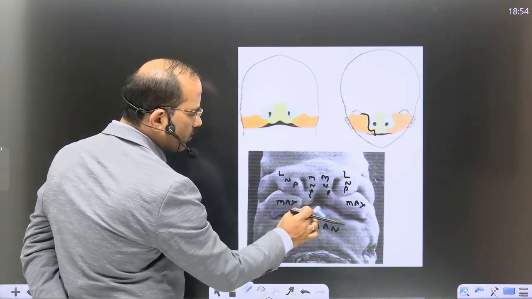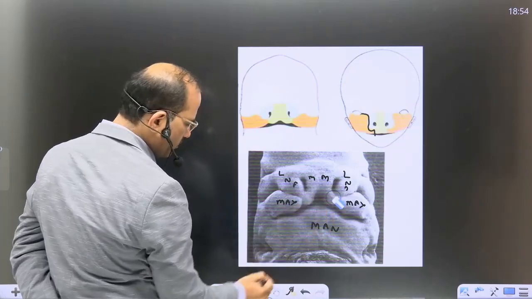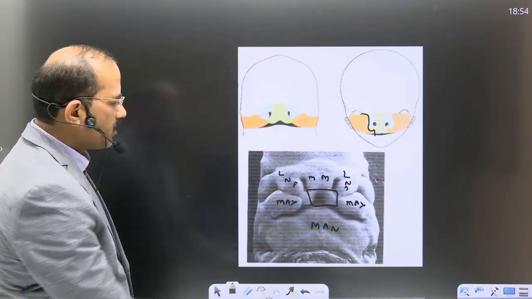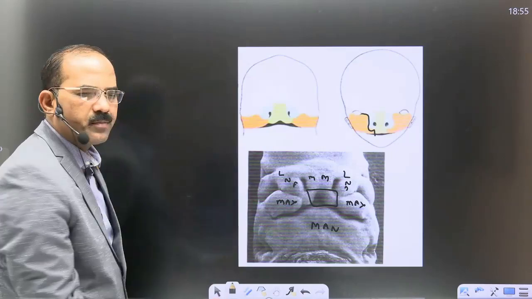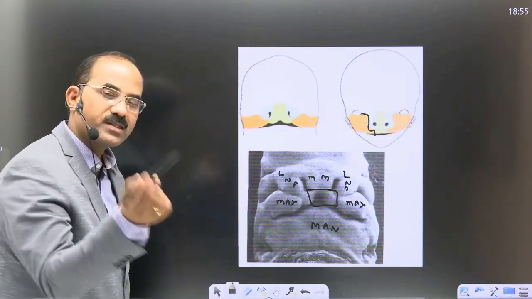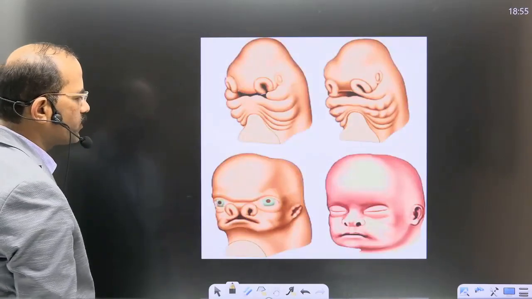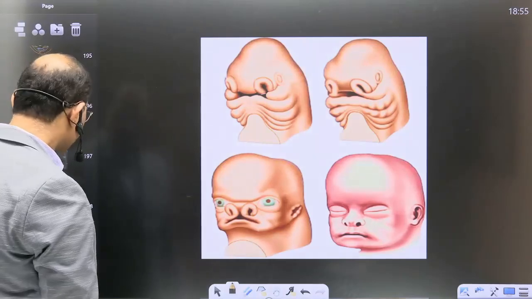What are they going to form here? The philtrum. The two medial nasal processes will form the philtrum here. The maxillary process will fuse with the medial nasal process. If it does not fuse, hair lip. If it does not fuse with the lateral nasal process, we get a long cleft, and that is what we call an oblique facial cleft.